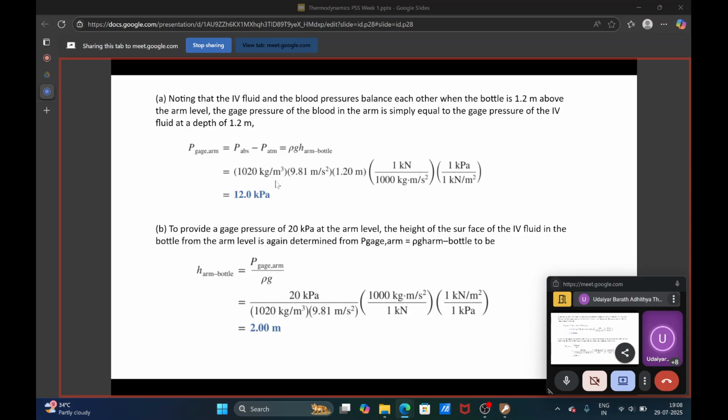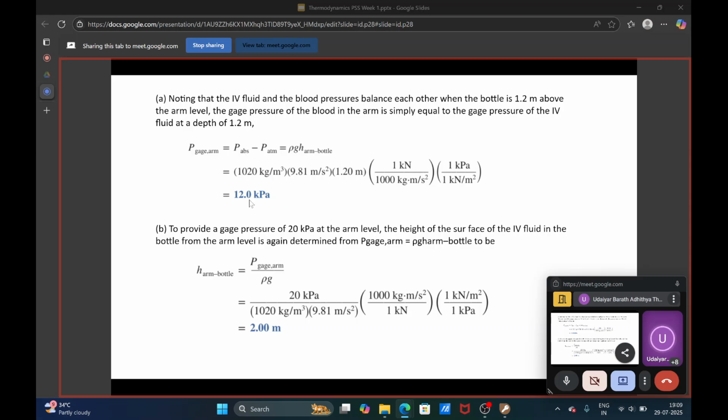We know the rho of the fluid is 1020 kg per meter cube, g is 9.81 meters per second square, and height is 1.2 meters. Here we are converting it to kilopascals, so dividing by 1000. It will give you 12 kilopascal. So that is the pressure of the blood.